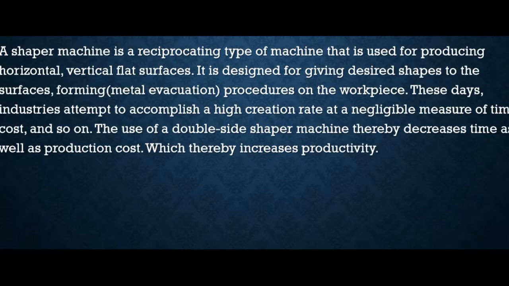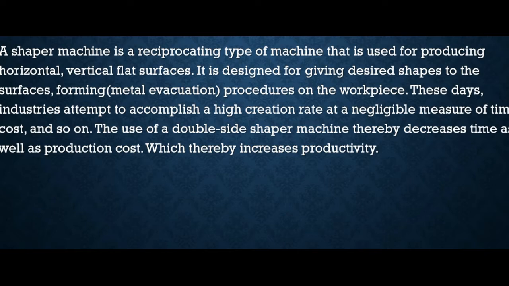So what is a shaper machine? A shaper machine is a reciprocating type of machine. That is, the motion of the machine is a reciprocating type that is used for producing horizontal and vertical flat surfaces, designed for giving a desired shape to the surface. That is, it is used to make the shape, forming procedures on the workpiece in respect of the design or pattern you want to achieve.